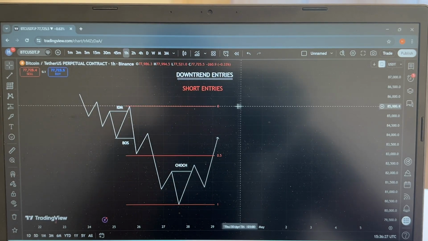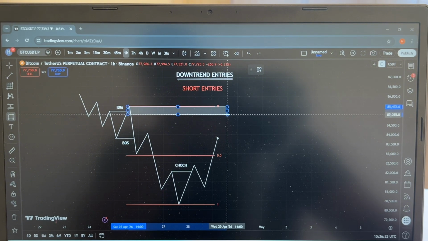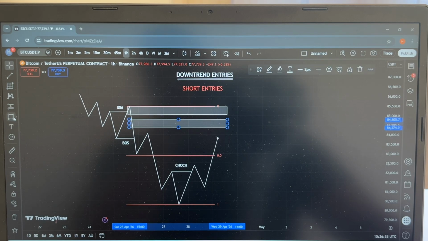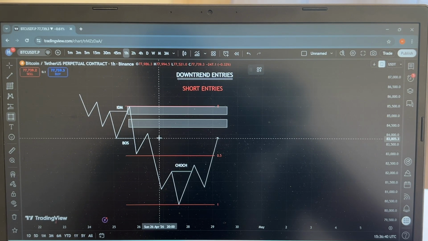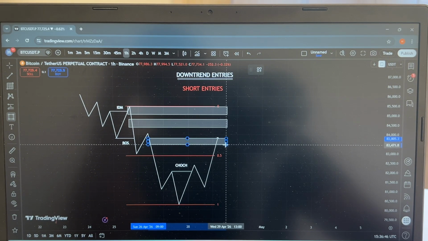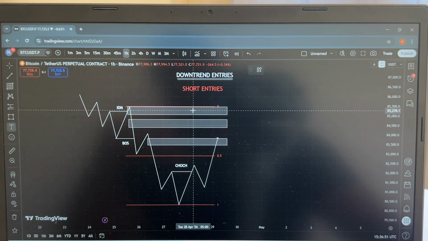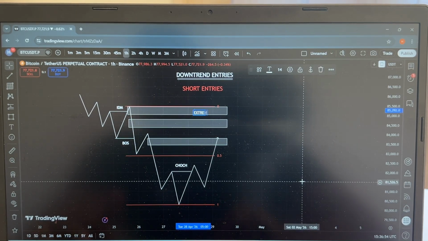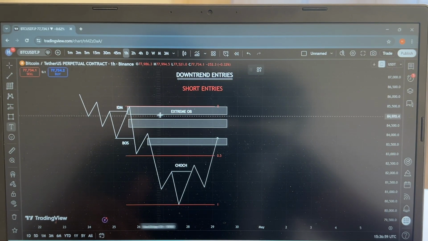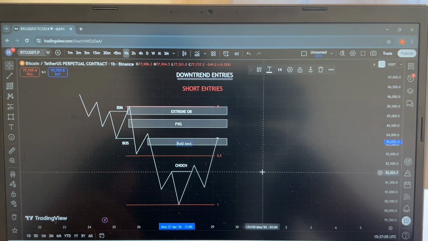And then what we are going to do is mark all the order blocks. So this is our extreme order block. Let's say at some point, you can see a clear FVG right over here and some kind of a hidden OB somewhere over here. All right, so these can be our entry points. Extreme order block, OB. So this can be an FVG and this can be some kind of an OB.